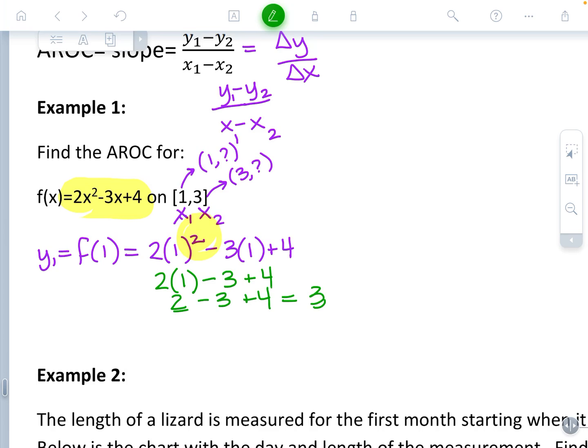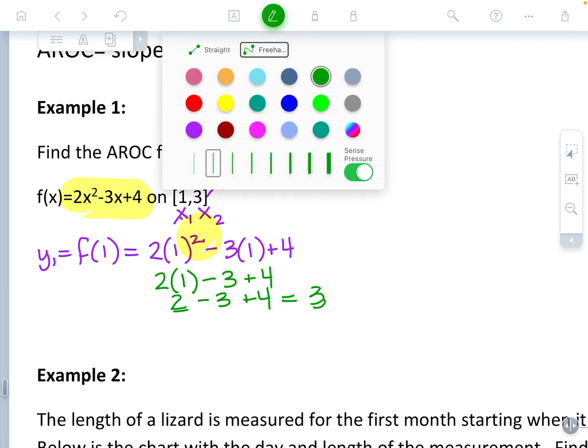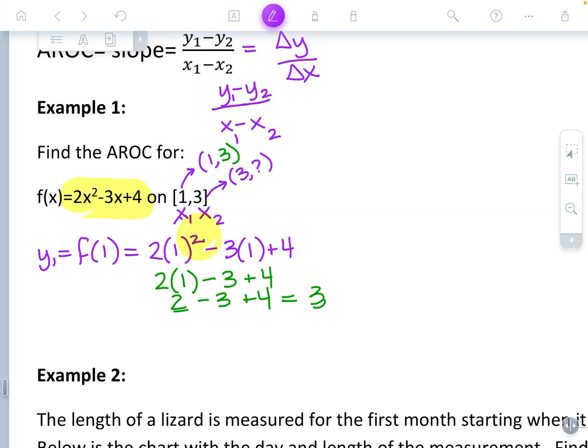So I'm going to go over to my x1, that was 1, and I'm going to put a 3 in where that question mark was. Because for me, sometimes it really helps to have it written as a point. Okay, so now we're going to find our y2. So our y2 is going to be whatever corresponds with our x2. So it's going to be whatever happens when we plug in a 3, because that was my x2.